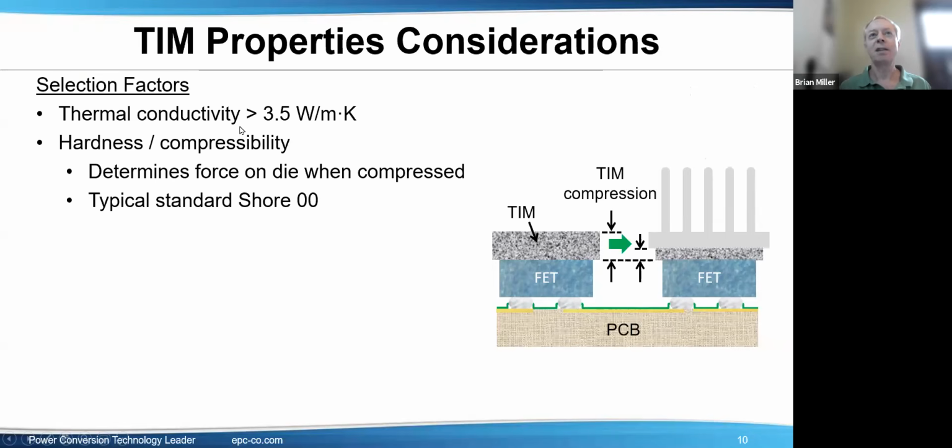Next, it's how much compressibility. It determines the force on the die when compressed. The GaN FETs can take quite a bit of pressure, but you want to have it designed so that it fits in your system. You wouldn't want to have too much pressure put on, and certainly not too little. So the data sheet of the thermal pad will help out quite a bit there.